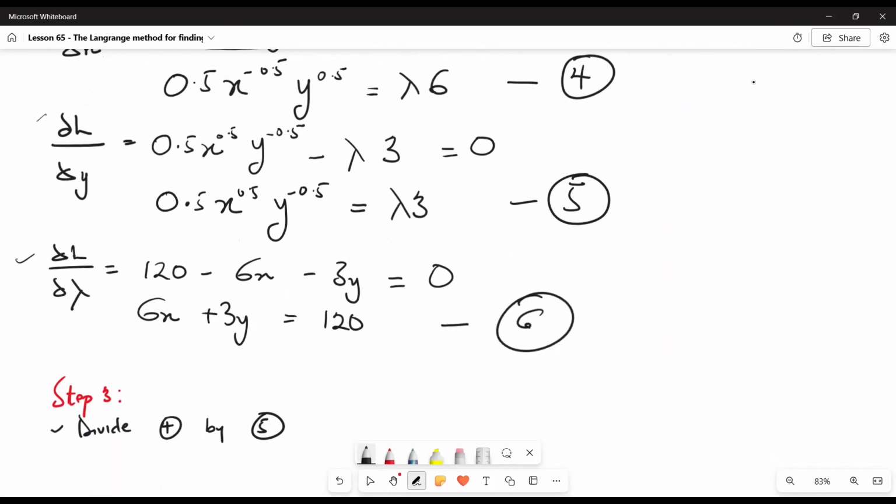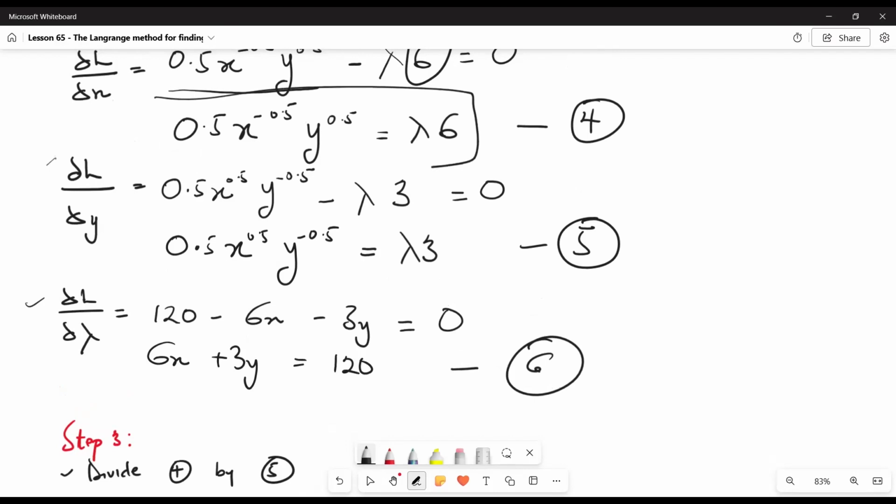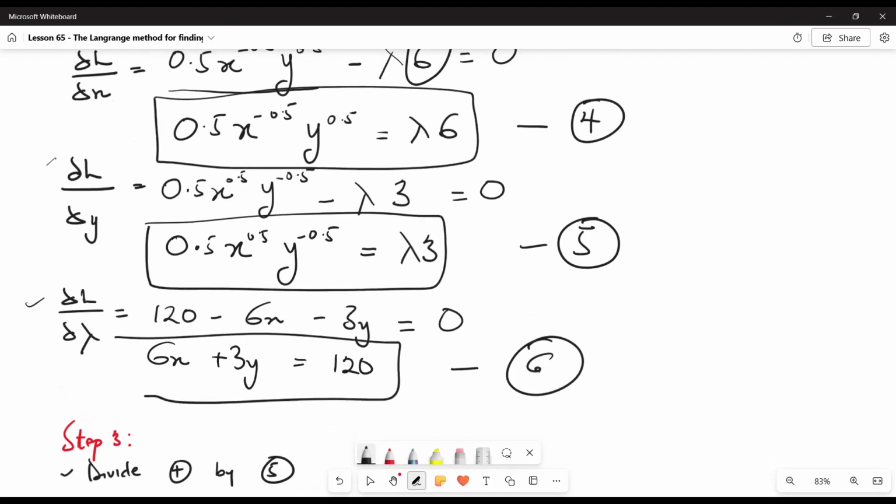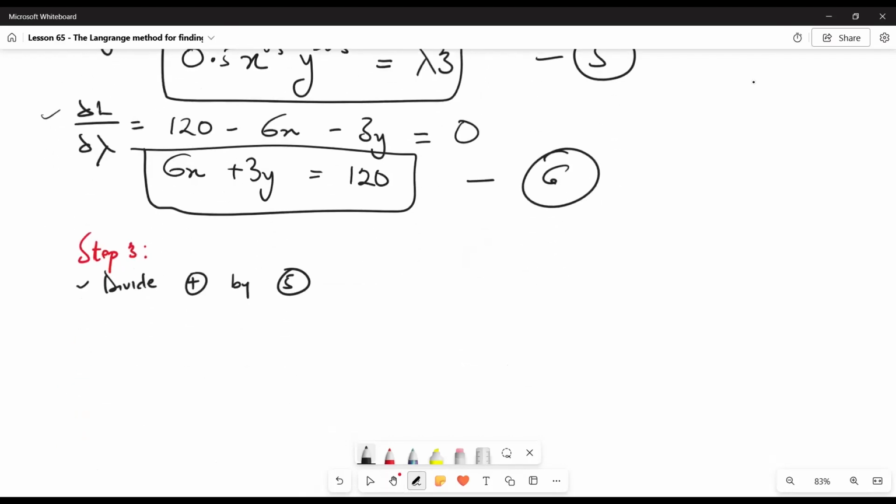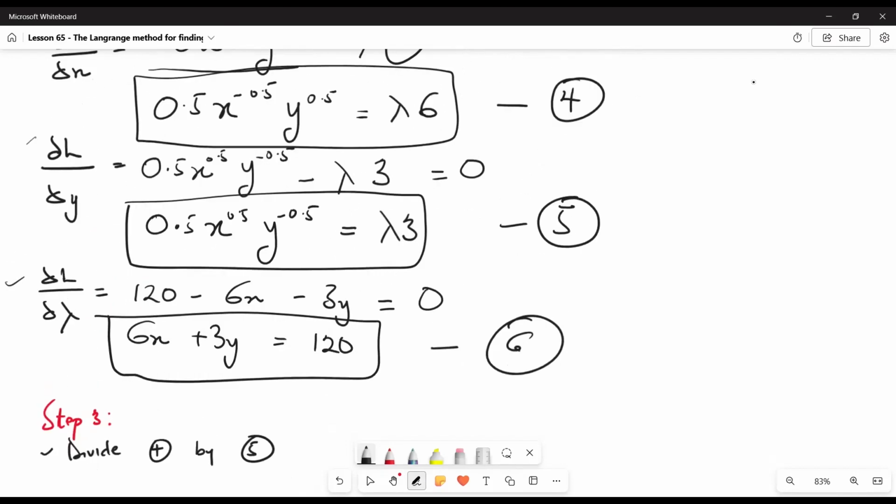Now, the next step is to solve this system of equations to get the optimal quantity of good x and good y. So let's keep these equations in mind: equation 4, equation 5, and equation 6. So the first thing we are going to do here is to divide equation 4 by equation 5. So let's remember equation 4 is this and equation 5 is this.